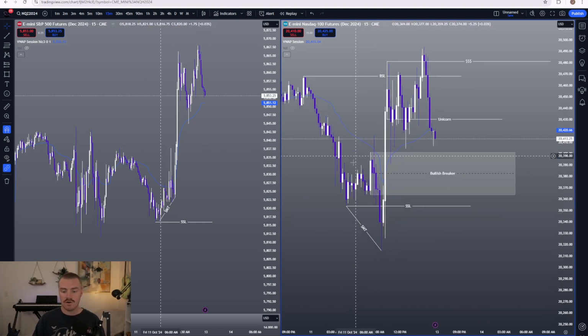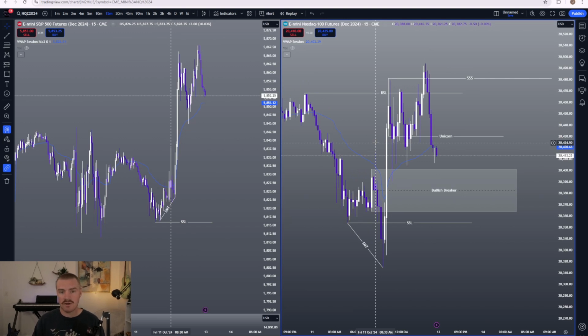So we saw our SMT divergence between NQ and ES. We saw a bullish unicorn model created. That gives me the conviction to now jump into a long position.